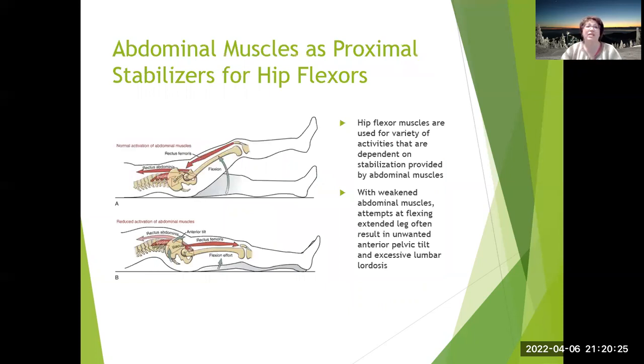So the abdominal muscles, in the way that they act in a posterior pelvic tilt, can act as proximal stabilizers for the hip flexors. So hip flexor muscles are used for lots of different activities that are dependent on stabilization provided by abdominal muscles. A big one that you think about is a straight leg raise, or just lifting your legs up to get them off the bed or something like that.